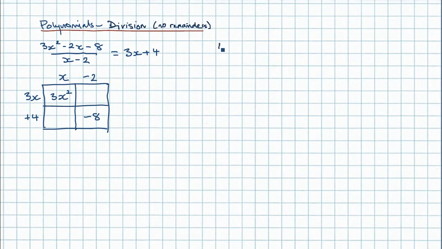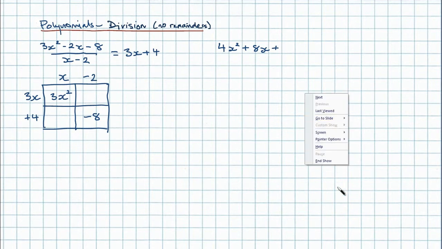Let's see, 4x squared plus 8x plus 3. Oh no, that's wrong, sorry. Let's just erase that. There we go.